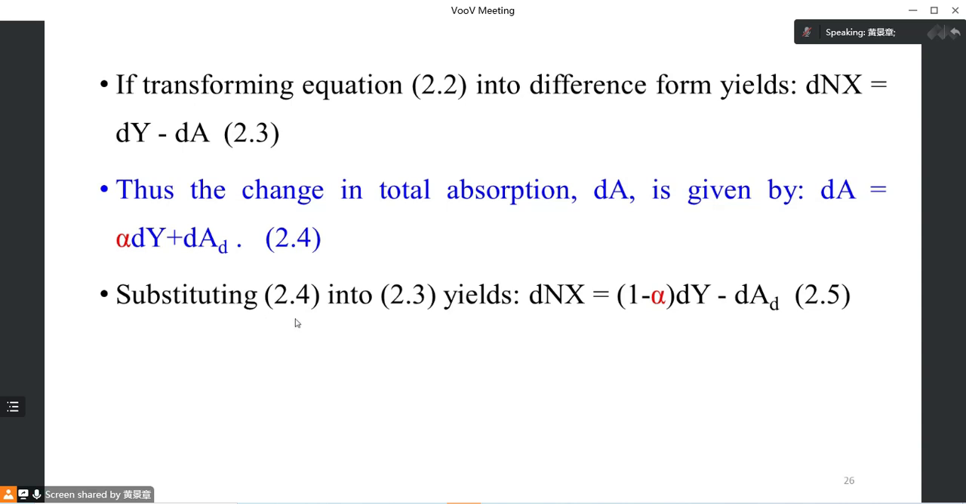Substituting 2.4 into 2.3 yields dnx equals (1 minus alpha) dy minus dAd. This equation is regarded as 2.5.